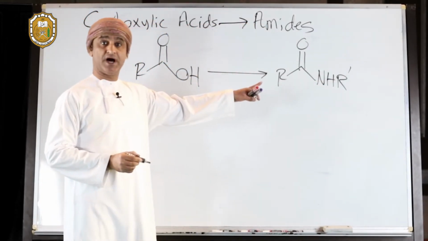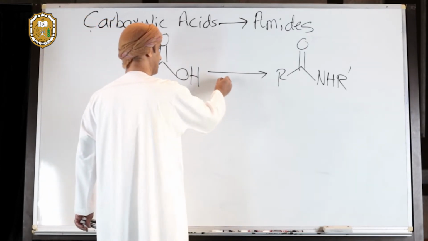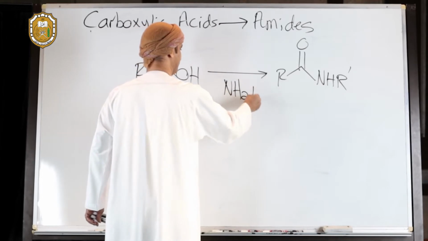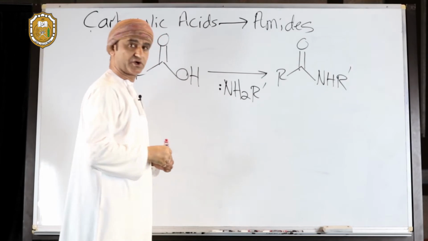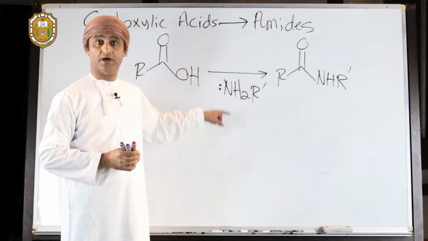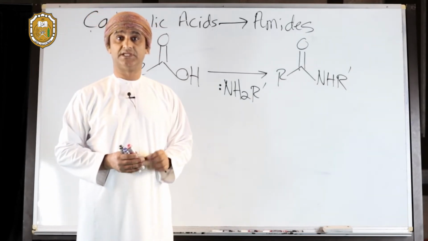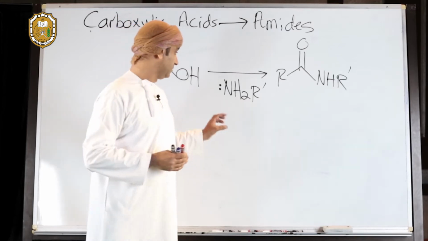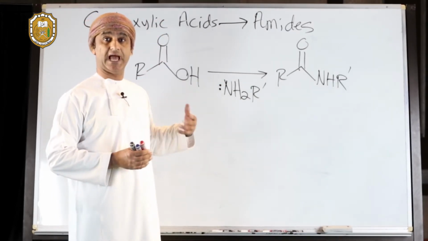Now NHR prime should come from the corresponding amine. So NH2 R prime. And of course amines, as you recall, are basic. That's because of the lone pair on nitrogen, and that's an important property of amines, their basicity. If simply an amine is mixed with a carboxylic acid, the amine will act as a base.